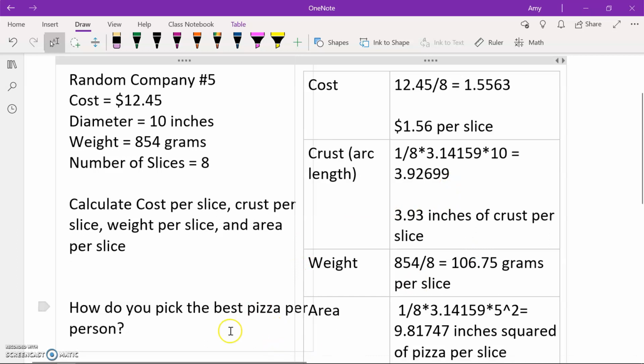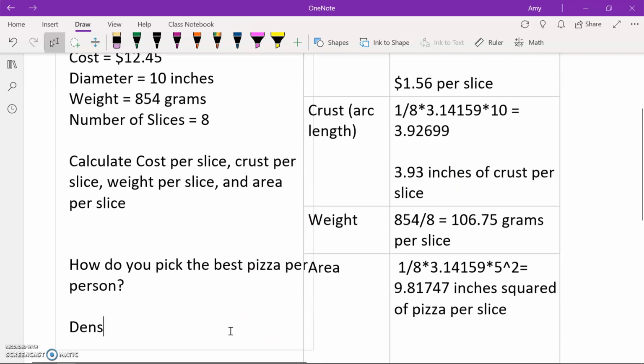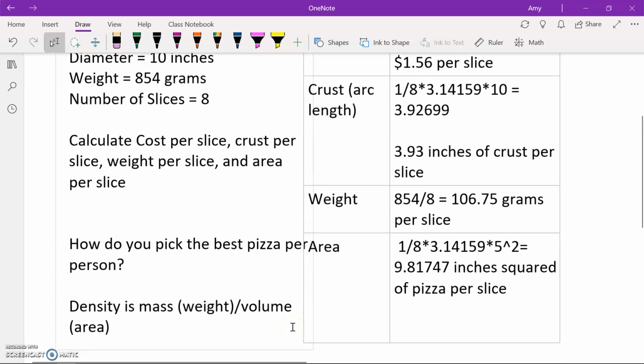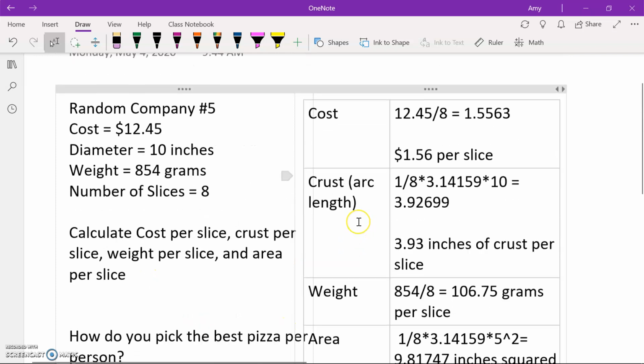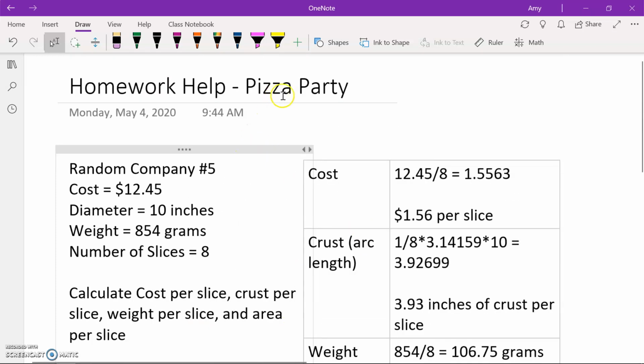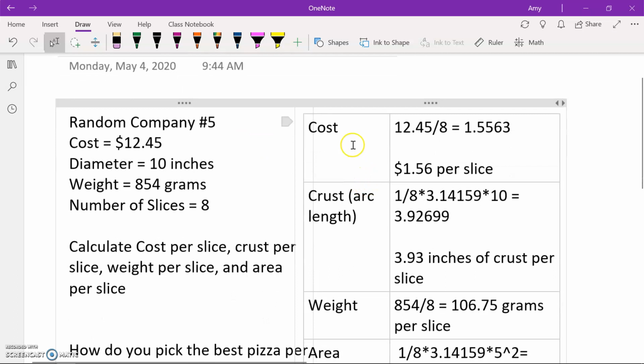I also want to remind you density is mass divided by volume. So you could also use weight divided by area to get an approximation of which pizzas might be the densest. I know we're not looking at the total volumes of the pizzas, but maybe we'll do that in the future. So that is some help with your pizza party assignment. Remember, make sure your calculations are clear and make sure in your video you are actually justifying with math. So you are using the calculations that you have to justify the pizzas that you picked. Good luck.